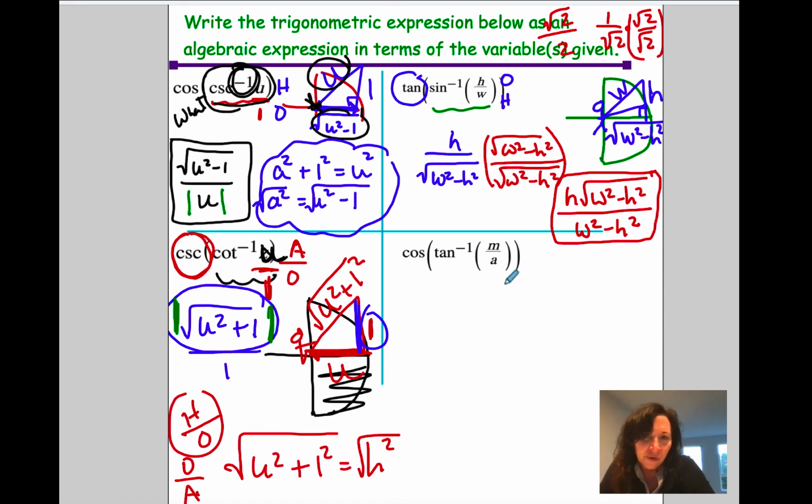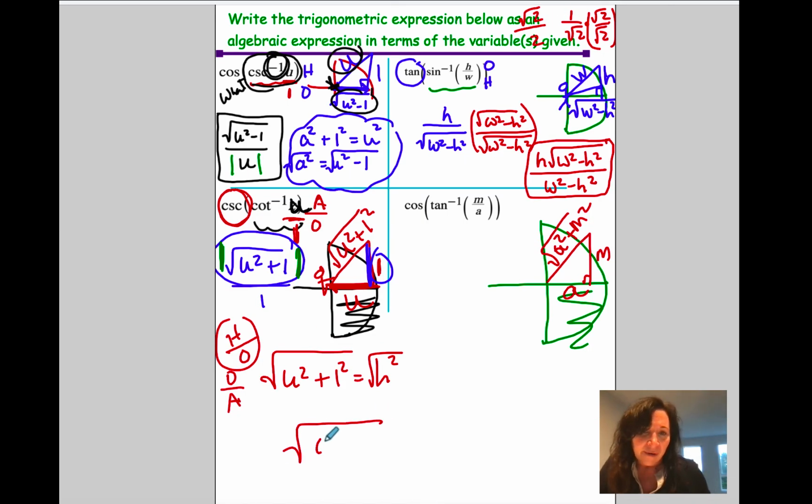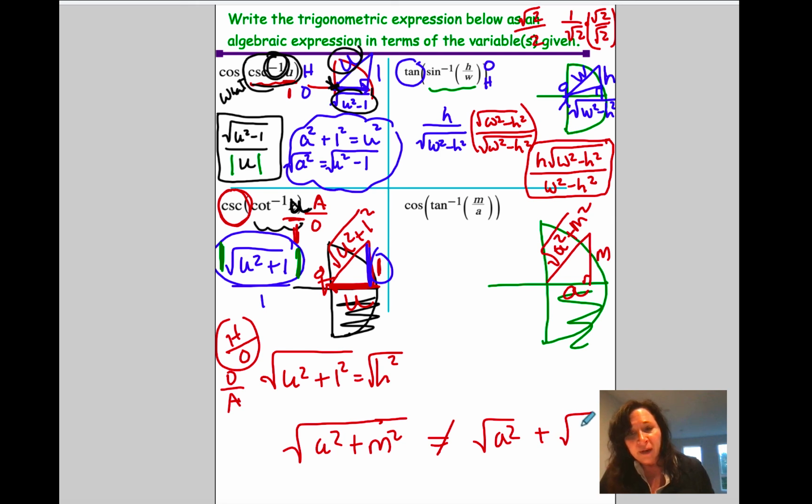Where is tangent m over a? I love this question. Again, tangent is in first and fourth. So tangent is not down here because this is positive. So this is going to be a right triangle here, m opposite over adjacent. And therefore, if I use my Pythagorean theorem, I'm going to get the square root of a squared plus m squared. Leave it like that. You may not take anything out. So many people think that the square root of a squared plus m squared is a plus m, which it's not.